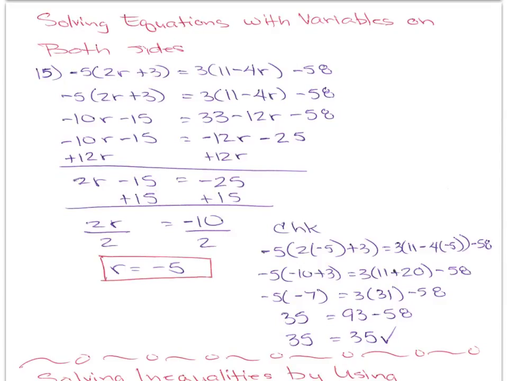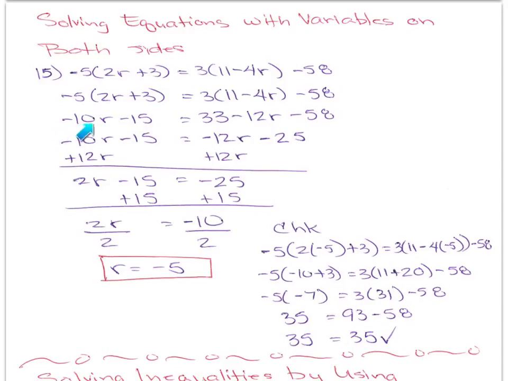Alright, let's continue with problem 15. We're still at solving equations with variables on both sides. Remember that a big part of this, when you have variables on both sides, you need to be able to move the variable to one side of the equation. It could be either on the left-hand side or on the right-hand side. So right here we have negative 5 times quantity 2r plus 3 equal to 3 times quantity 11 minus 4r, close quantity, minus 58. First thing we did was distribute.